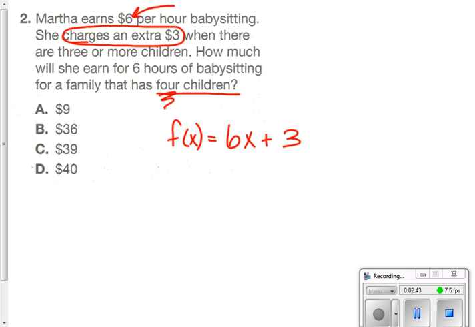Now what we do is put in the hours worked. Well, she works 6 hours. Plug 6 in for x. We have 6 times 6 is 36 plus the $3 charge, and we'd wind up with $39.